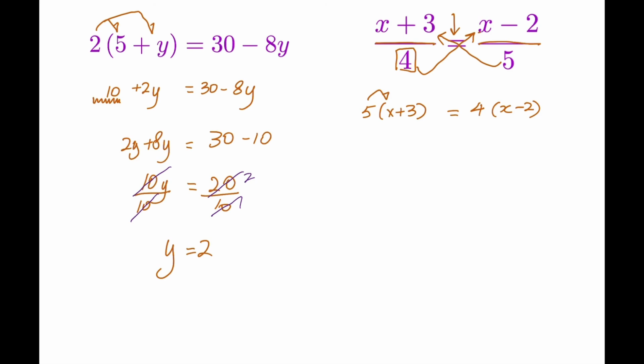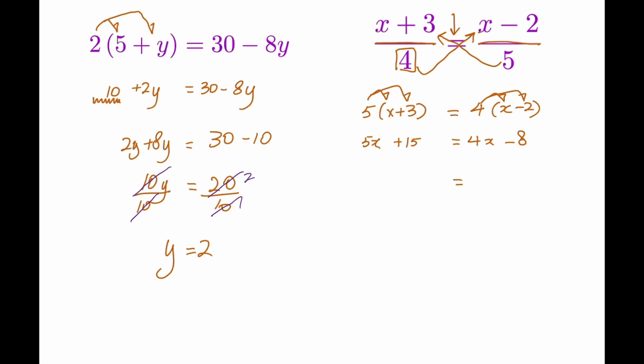This 5 is given to here and also here. So 5 times x, 5x. 5 times 3, 15. And then 4 is also given to both sides. 4x and then minus 8. And now it looks similar to the previous question.